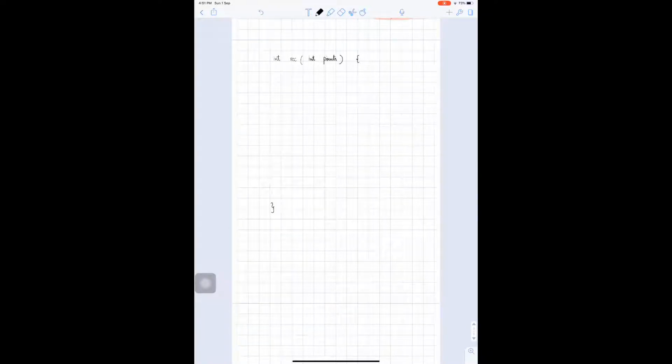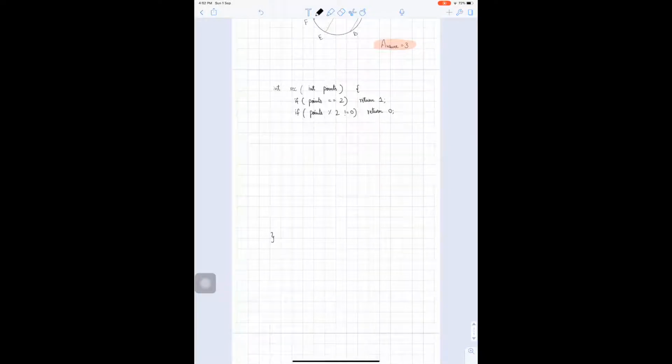So if points is 2, then the answer is 1. If points is an odd number, then we have 0 solution. Till now we know this only, right?